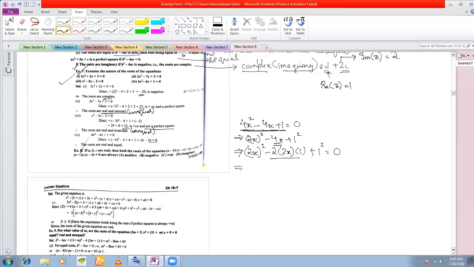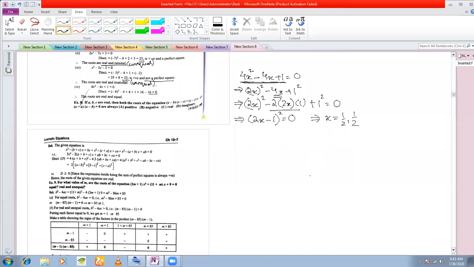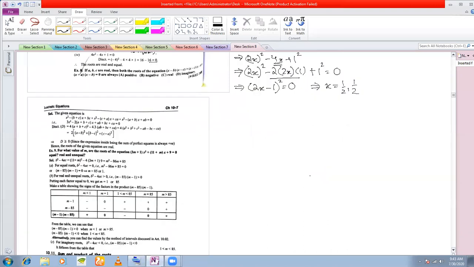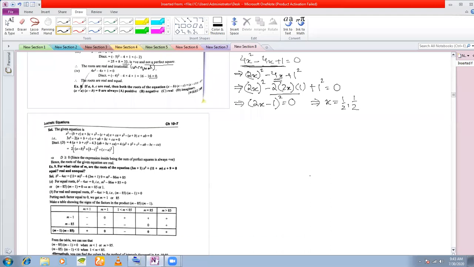That means (2x minus 1) whole square is equal to 0. That means x is equal to half, comma, half. So these are the equal roots. If you find that the roots are equal, then this is how you solve. Or you can use Sridhar Acharya, the long drawn method.